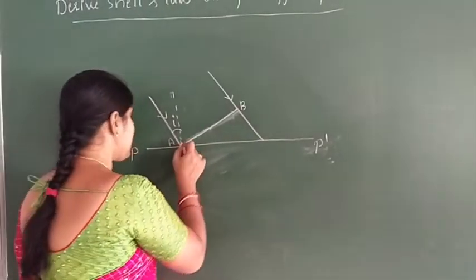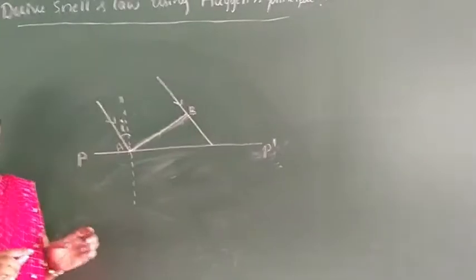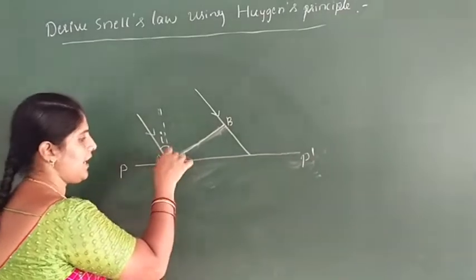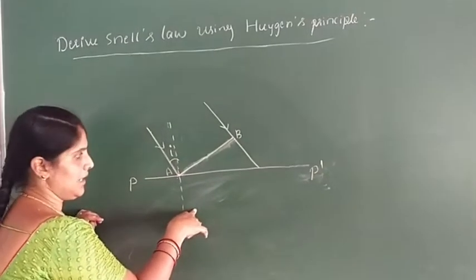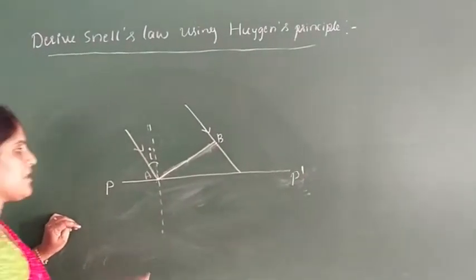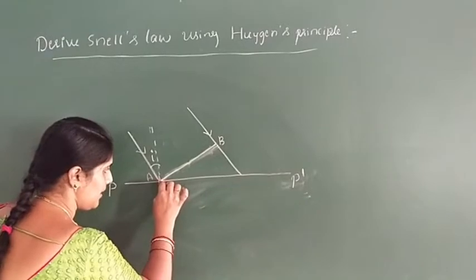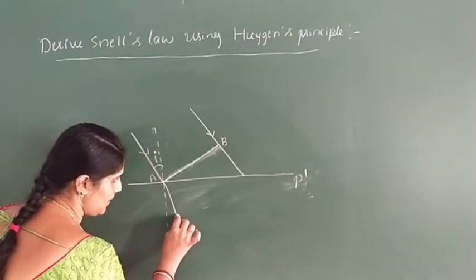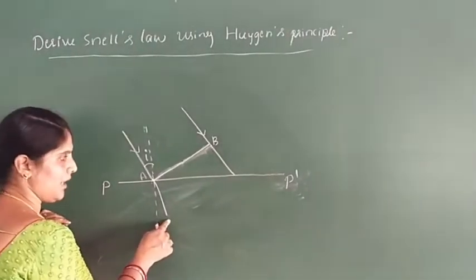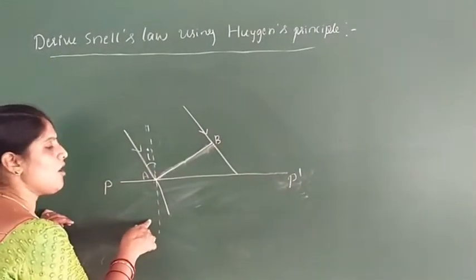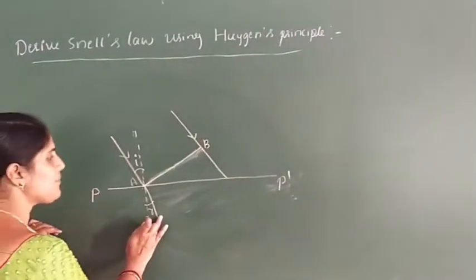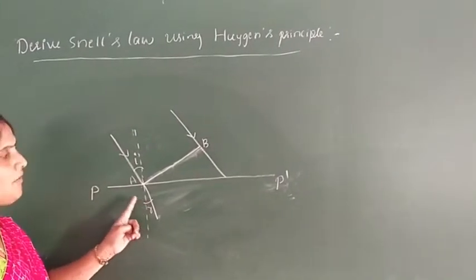At a certain interval of time tau, the first edge of the ray moves into the second medium. In the second medium, the velocity decreases. As a result, this ray bends towards the normal. So this is our refracted ray. The angle between the refracted ray and the normal is known as the angle of refraction, which you call R. Okay. So this is the angle of refraction.